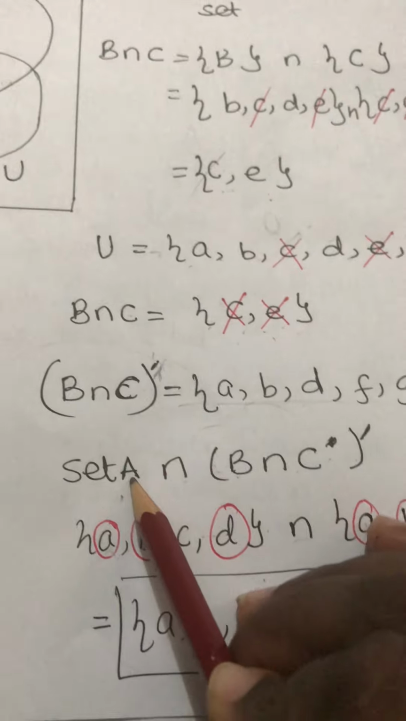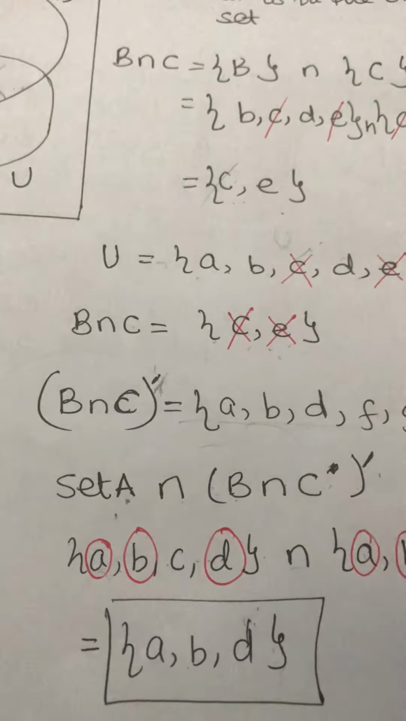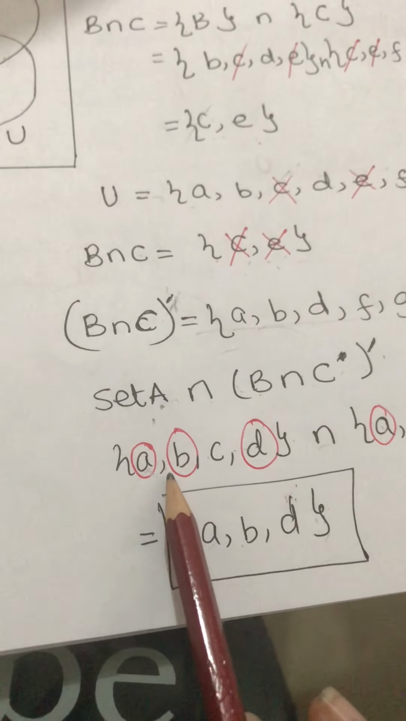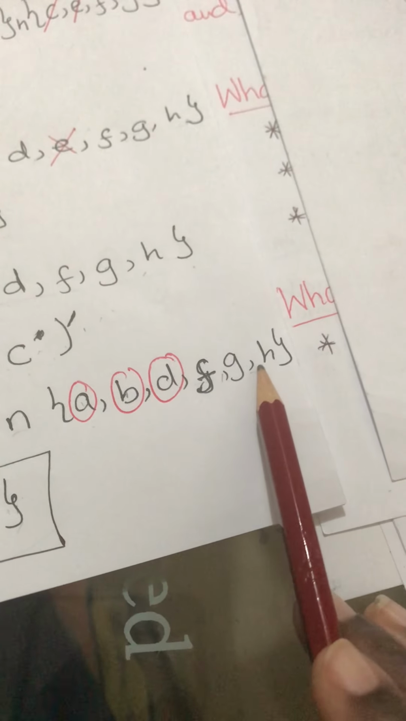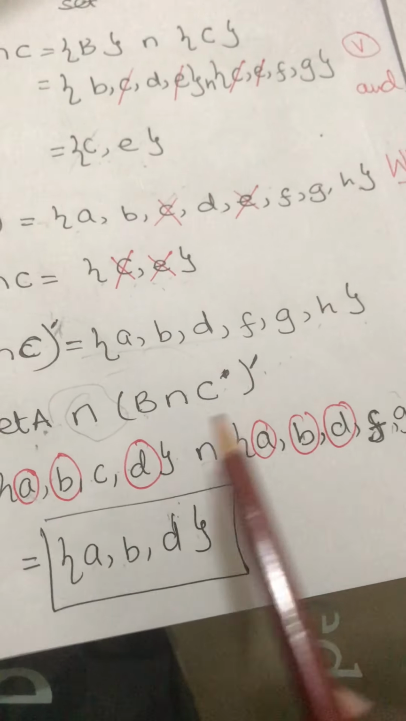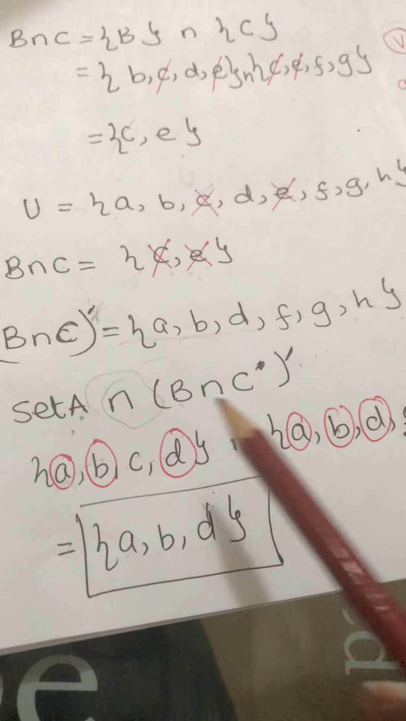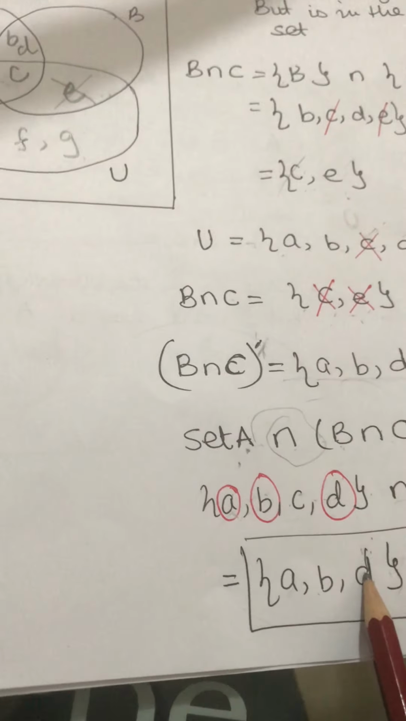Now I want the intersection of A and the complement of B intersection C. So I wrote my A. My A is A, B, C, D. My complement of B intersection C is A, B, D, F, G, H. Now, intersection means I need to find whatever is in both. Whatever is in both is A, B, D. So this is my answer.